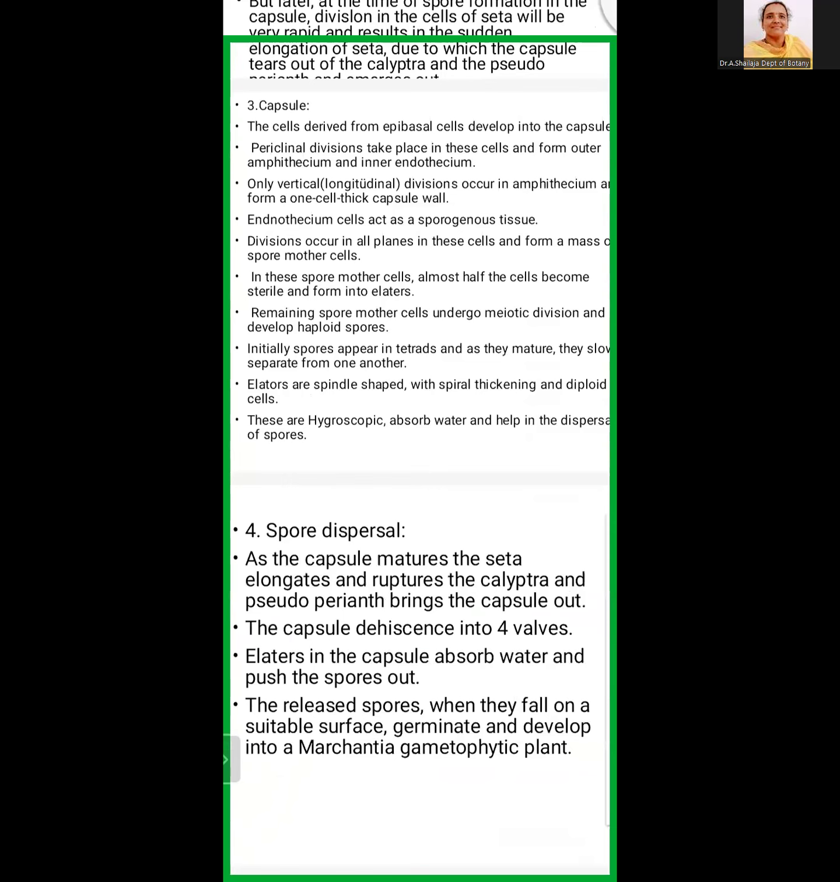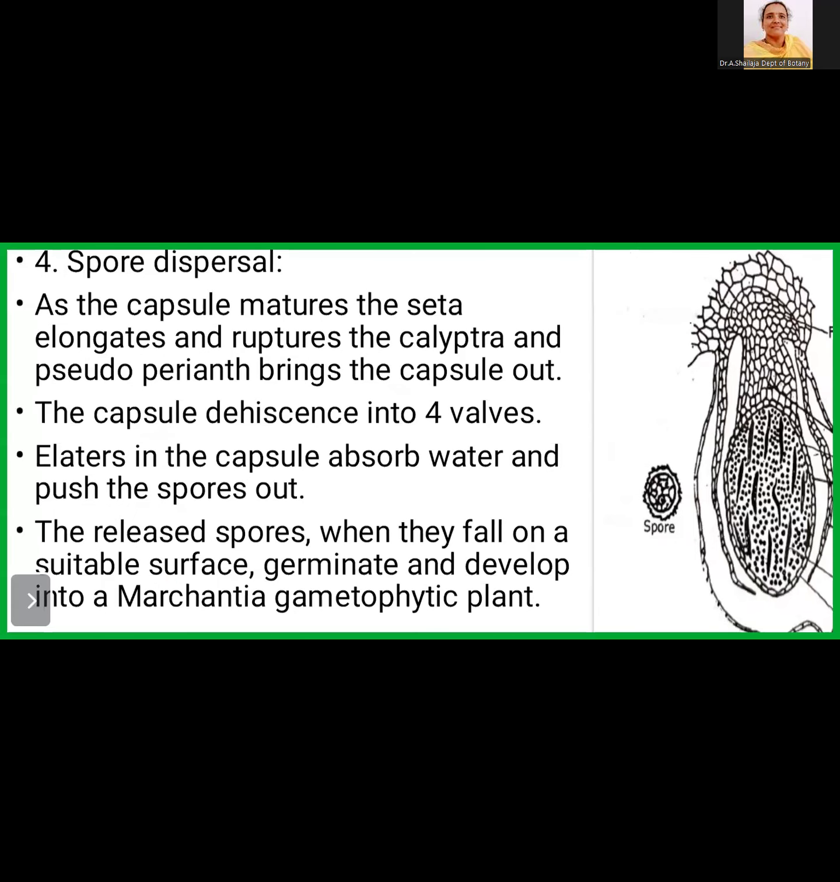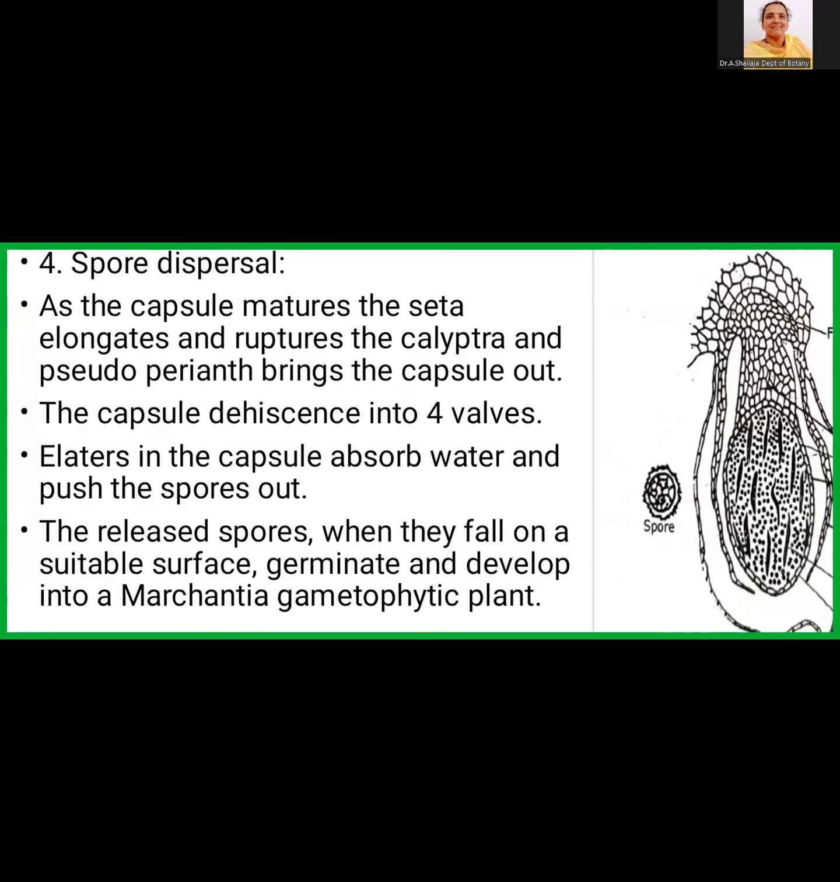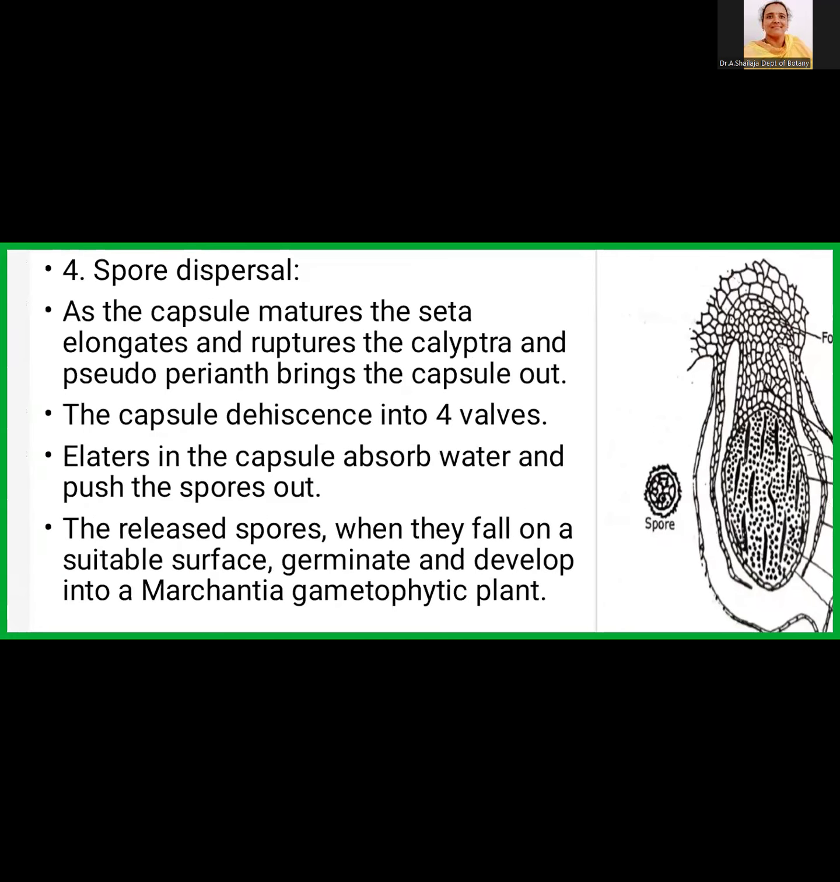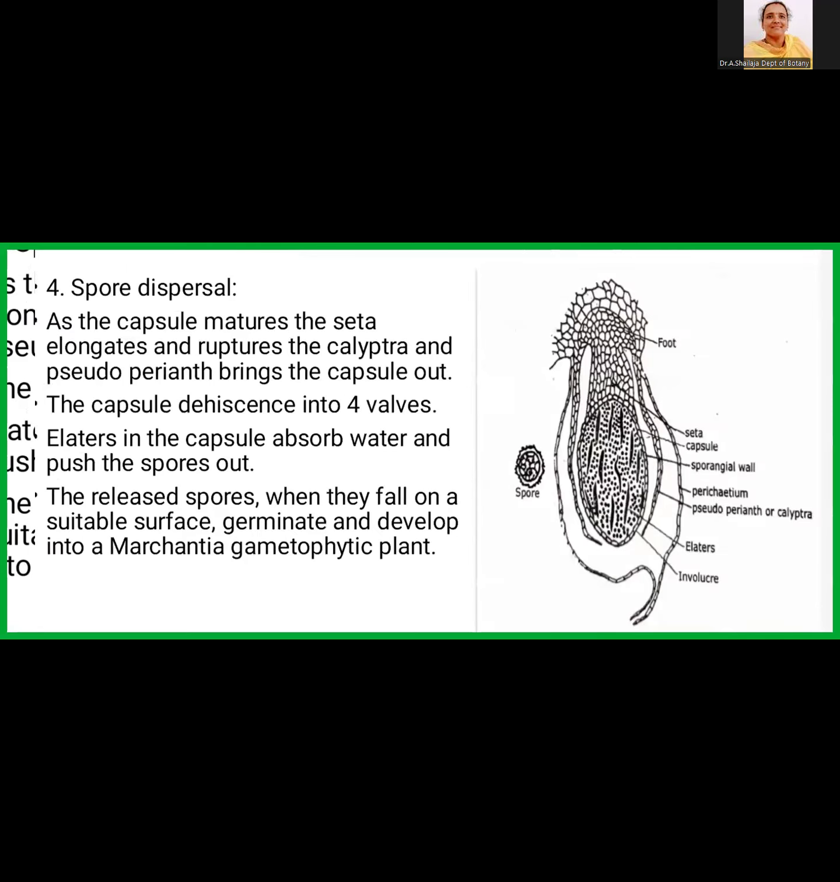After the maturity of the capsule, the haploid spores are developed in the capsule. When the capsule matures, the seta elongates and ruptures the calyptra, and the pseudoperianth brings the capsule out. These are the wall layers, that is calyptra and pseudoperianth. So at maturity, the seta elongates and ruptures the calyptra and pseudoperianth, and it brings the capsule out. The capsule dehisces into 4 walls.